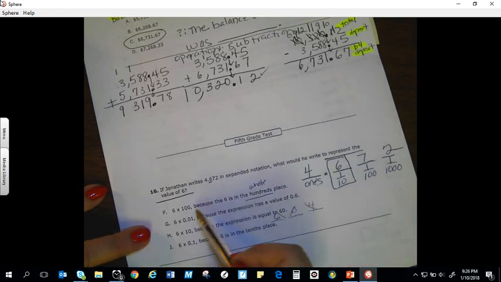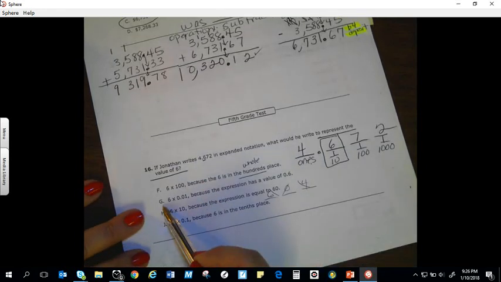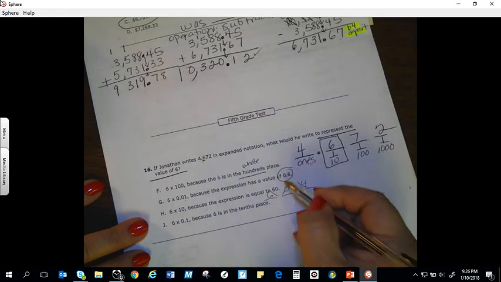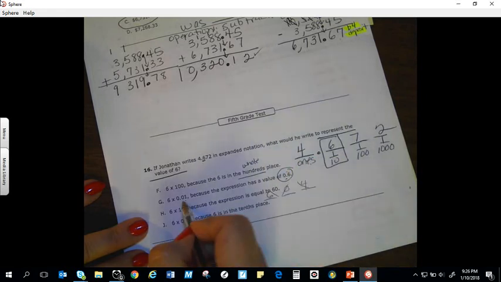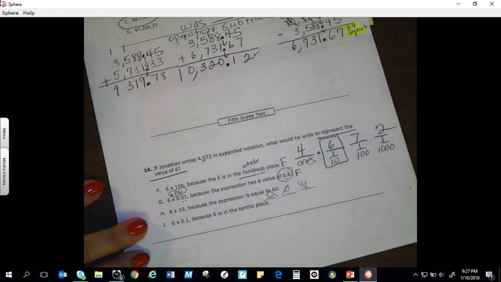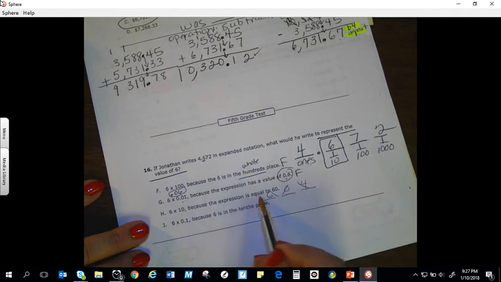Okay? Is it 6 times tenths, hundredths, 1/100th, because the expression has a value of 6/10? Absolutely not. This is tenths place. This is like 60 cents, and that's hundredths. This would look like 0.06. Does this match this? That's a false statement, too. That's not true. Is it 6 times 10 because the expression is equal to 60?